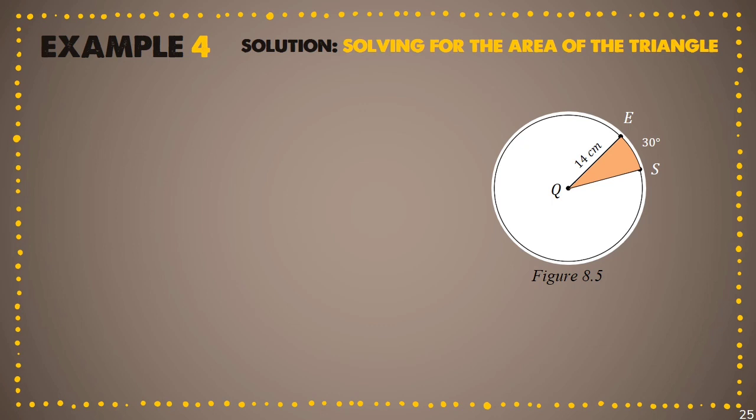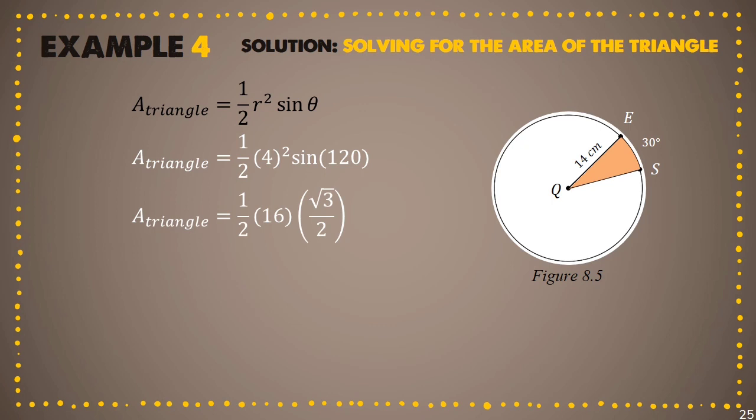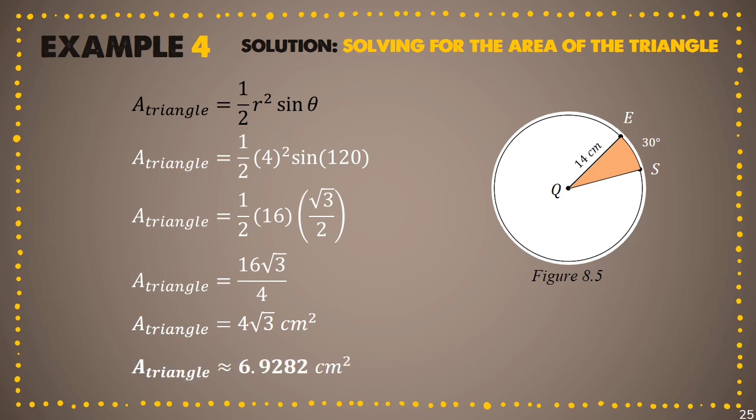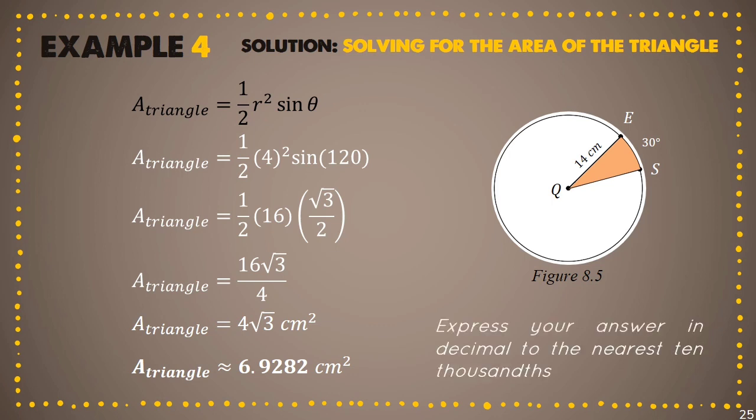Second step is solving for the area of the triangle. Substituting all the given, we have area of the triangle equal to 1/2 times 4 squared times sine of 120. Therefore, the right side of the equation will become 1/2 times 16 times the square root of 3 all over 2. Multiplying, we will come up with 16 times the square root of 3 over 4, which can be simplified further to 4 square root of 3 square centimeters, which is approximately equal to 6.9282. Again, express your answer in decimal to the nearest 10,000ths.